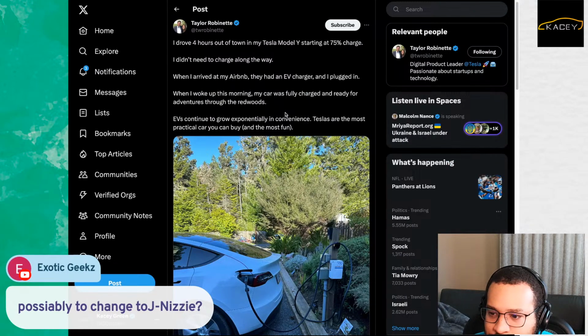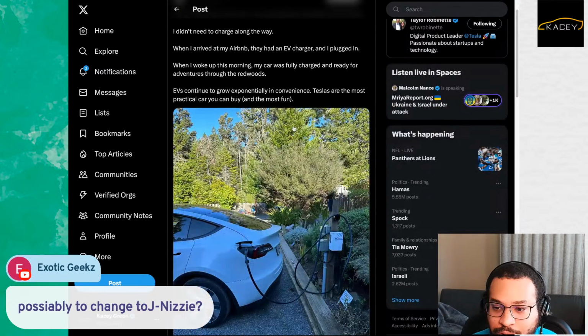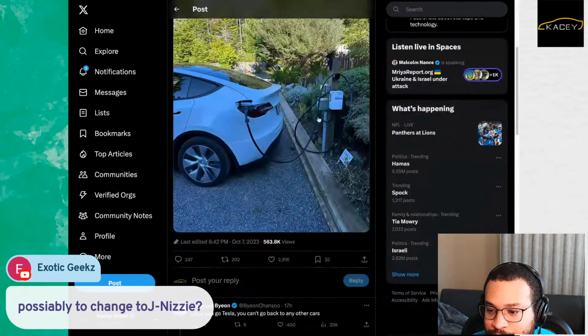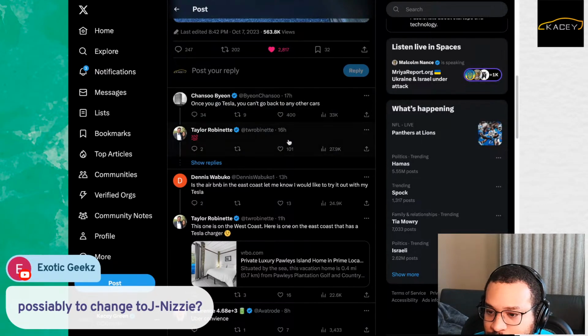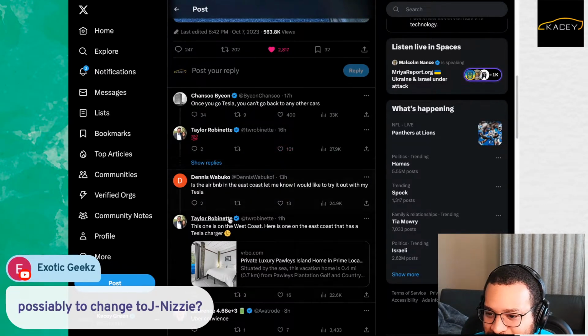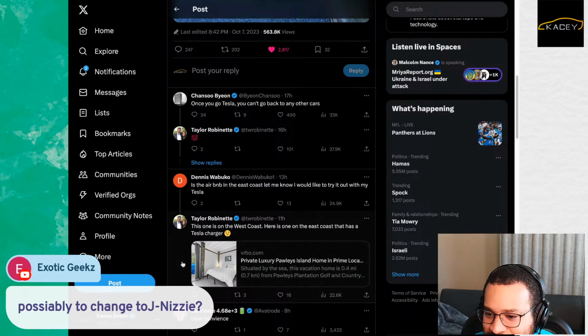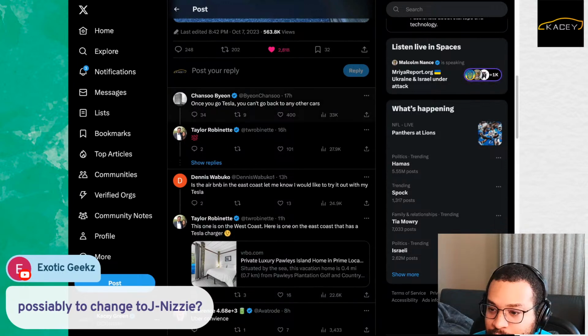Ready for adventures through the redwoods. EVs continue to grow exponentially in convenience. Teslas are the most practical car you can buy and the most fun. Once you go Tesla, you can't go back to other cars. This was on the West Coast. Here's one on the East Coast that has a Tesla charger in Folly Island. My grandmother's Airbnb, the Palmer House Inn, they've got a Tesla charger as well.